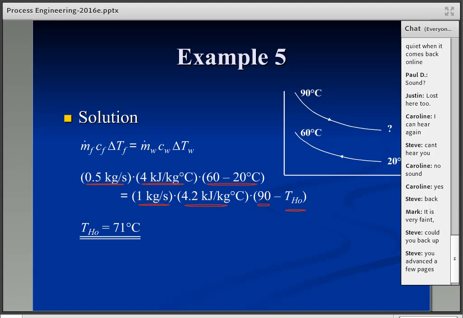So that's the kind of problem you hope to get, because you simply have to understand the definitions and the terms, and it's a very quick calculation to get the one missing temperature like that.